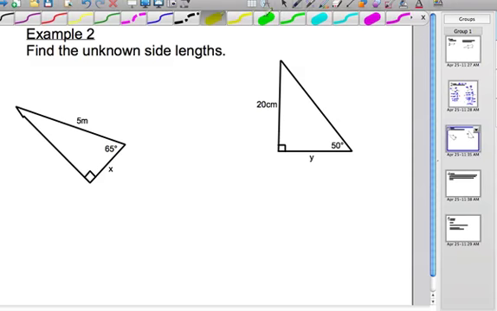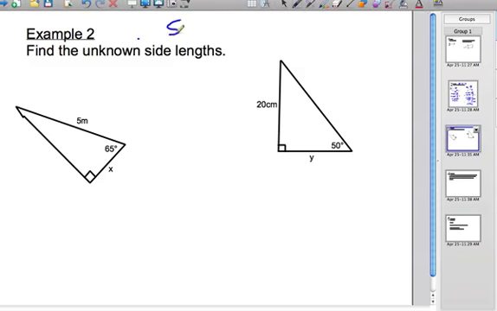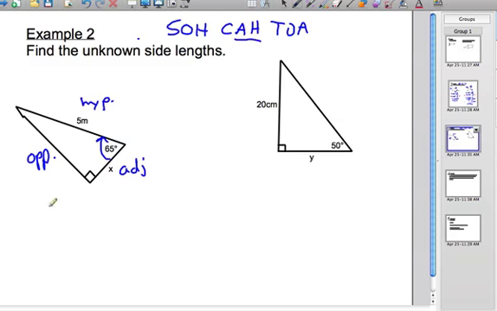So let me rewrite SOHCAHTOA up here. SOHCAHTOA. That's all you need to remember. So in this triangle, we have the 65-degree reference angle. Of course, 5 meters is the hypotenuse. This side over here is the opposite. It's opposite to the 65-degree angle, and x is next to the 65-degree angle, so it's adjacent. So in this question, we have adjacent and hypotenuse, which corresponds to cosine.